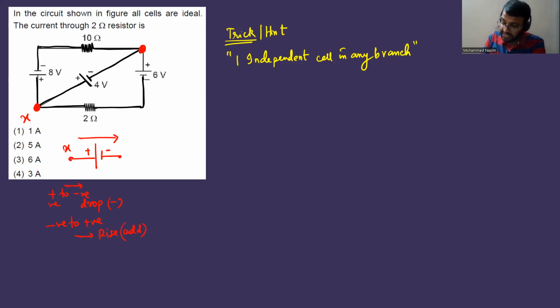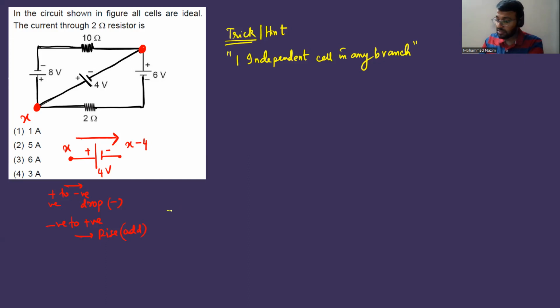So if this is X and this is 4 volt, if I move from here to here, there is a drop of 4 volt. What is the voltage drop across the cell? 4 volt is the terminal potential difference. So if I move from this terminal to this terminal, there's a drop of 4 volts. If I take the potential of this as X, there's a decrease of 4, so it is going to be X minus 4. I hope it's clear.